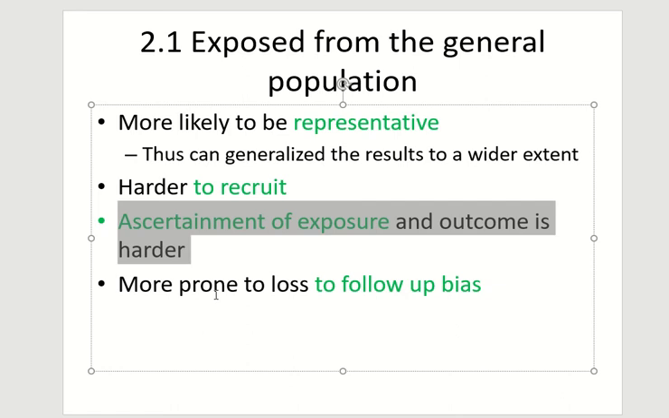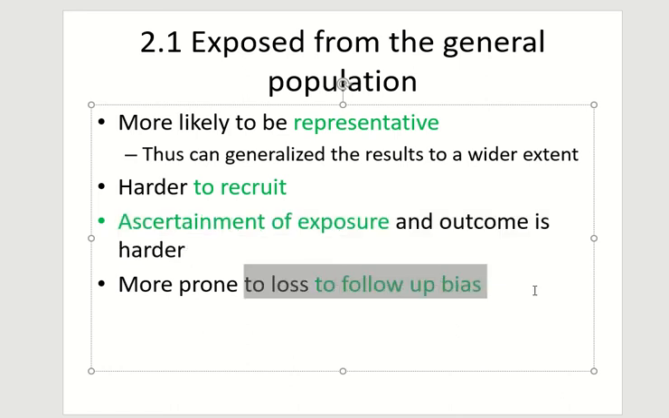And it's more prone to something called loss to follow-up bias. We will talk about it at the end of the lecture. But loss to follow-up is a problem with cohort studies. When you do follow-up, people change their address, as I mentioned. People, for example, stop coming to the clinic you were using to capture them for the follow-up. People change country, and then you follow them. You lose them, and then it becomes a problem if you end up losing a big portion of your sample.